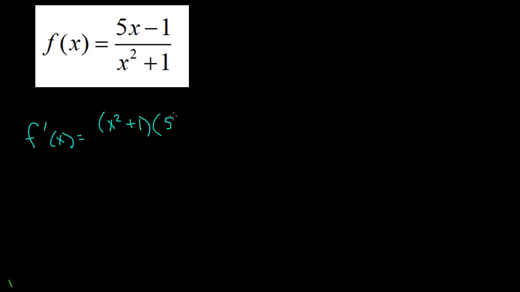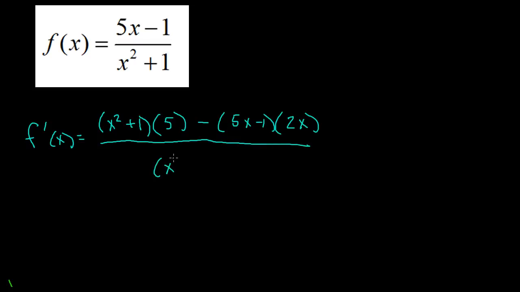Times the derivative of the top, 5, minus the top, times the derivative of the bottom, 2x, all divided by the denominator completely squared. All right, now I just got to do my cleanup work. I talked about that in other videos. Oftentimes using the rule is very, very simple. It's all the cleanup work that comes after that can be a bit tricky.